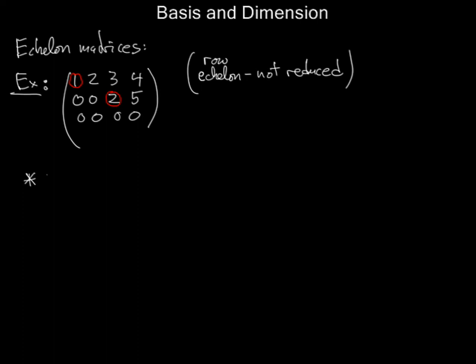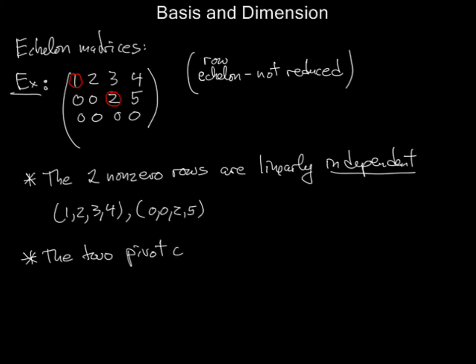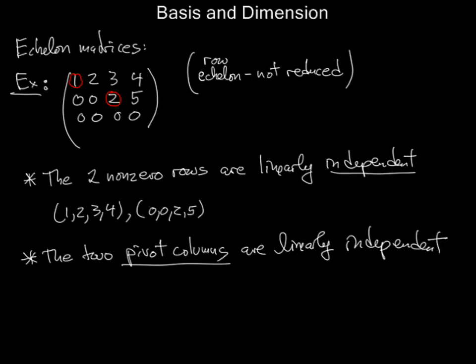And now there are two things which are clear in this example. So the first is that if you take the two non-zero rows, they are linearly independent. So in this case, 1, 2, 3, 4 and 0, 0, 2, 5. I'll leave it to you to convince yourself that's true. It's quite clear. And also, the two columns, including pivots, are linearly independent. So that is to say 1, 0, 0 and 3, 2, 0. And again, this is quite clear.